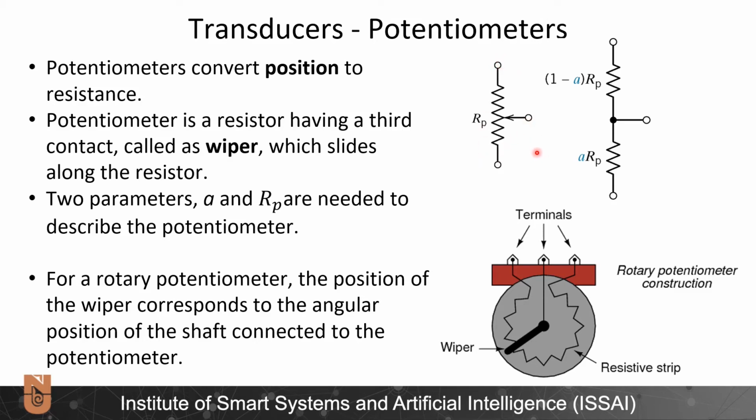Two parameters of the potentiometer are A and Rp, such that we can describe the potentiometer. Specifically, A is the parameter which divides the potentiometer into two resistors, the sum of which is equal to Rp. For a rotary potentiometer, the position of the wiper corresponds to the angular position of the shaft connected to the potentiometer, and this way we use these potentiometers as sensors for robots and other mechanical devices.